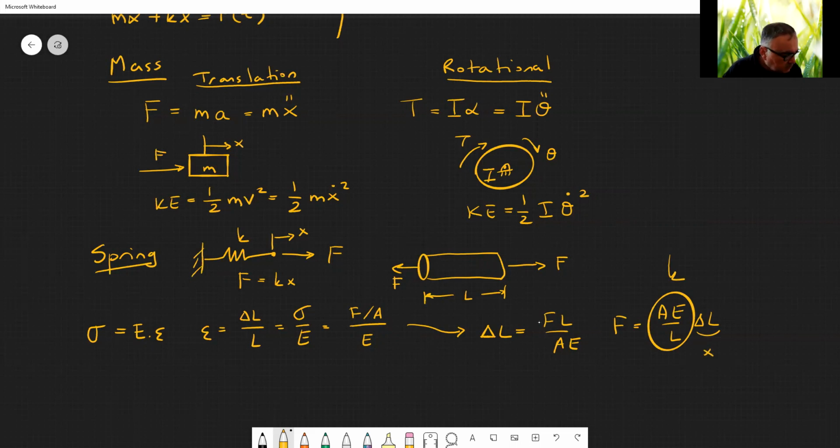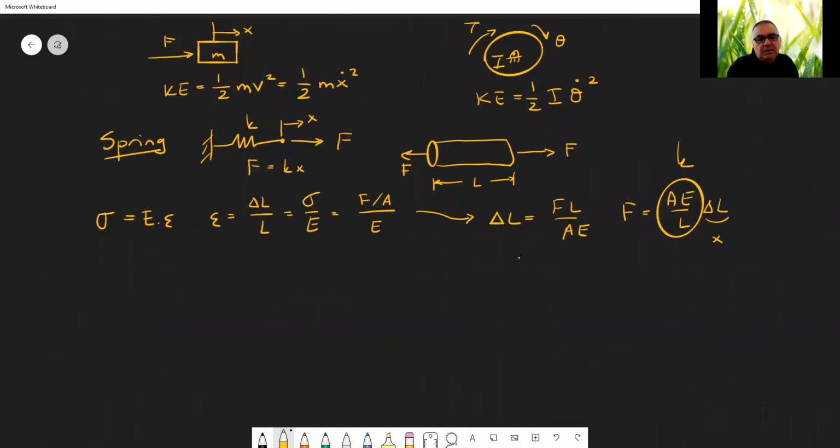So the spring constant of this system, for example, is AE over L. The spring constant or the stiffness of this system increases with area and modulus of elasticity, and it is inversely proportional to the length of the rod, for example. So, for example, a rod can be modeled as a spring for the purpose of, let's say, modeling.